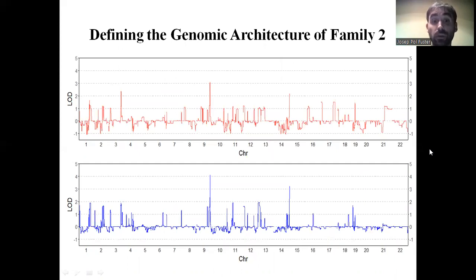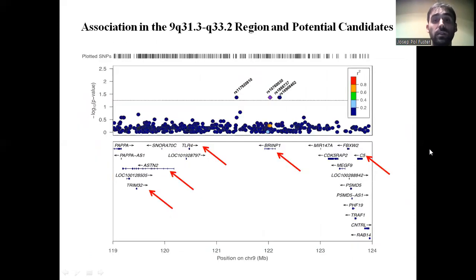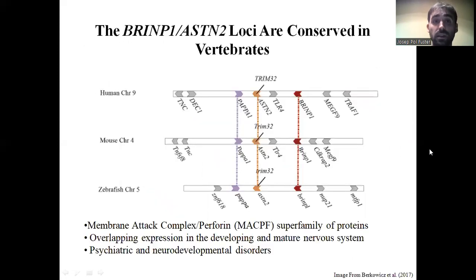Regarding family 2, we were able to identify a significant linkage region on chromosome 9. Interestingly, this region has been previously associated with the phenotype in other studies. We wanted to narrow down on this region, and we carried out association, and we identified 4 loci, 4 SNPs which were associated with the phenotype, which were very close to 2 very interesting candidates, the BRINP1 gene and the astrotactin-2 gene, which are very conserved in vertebrates.